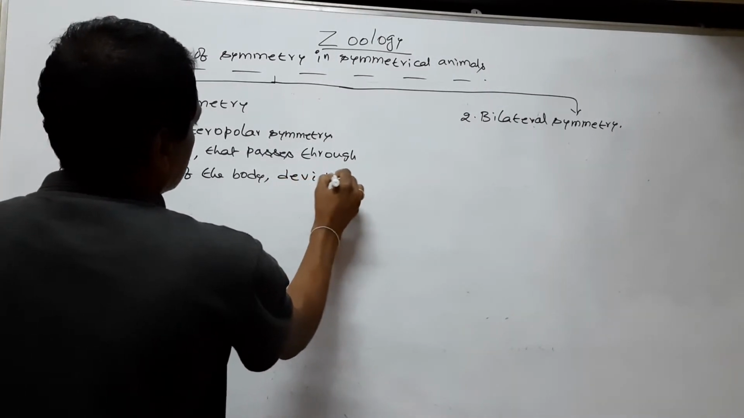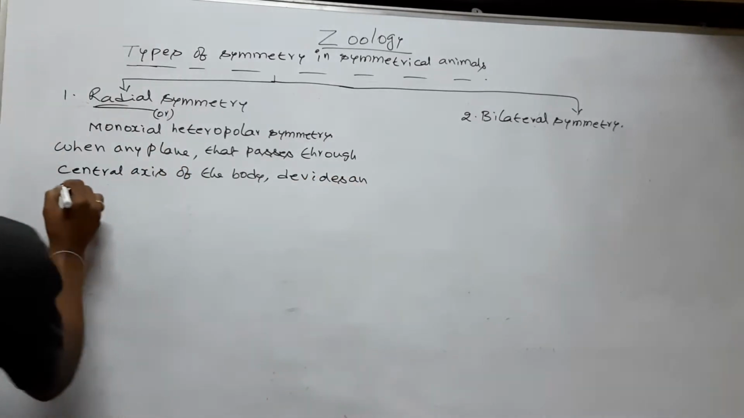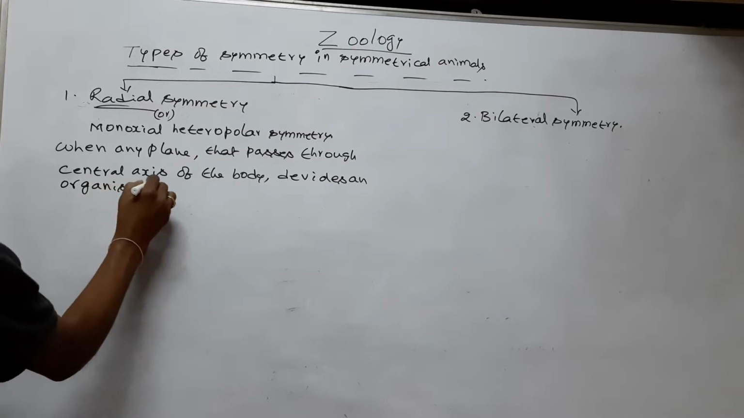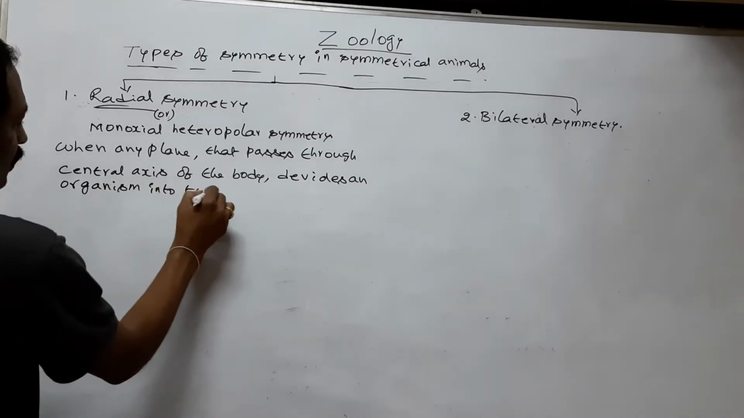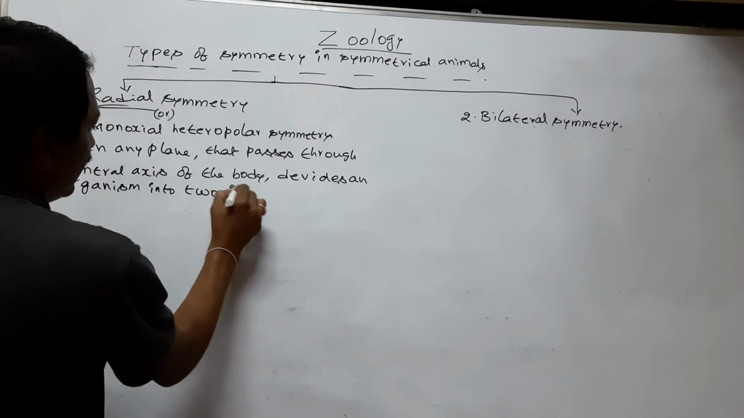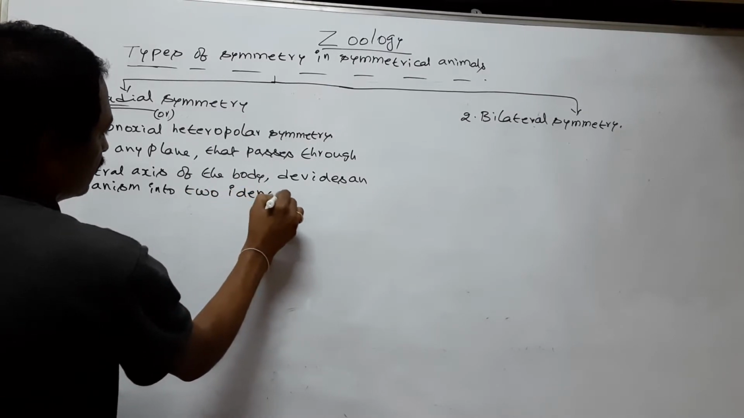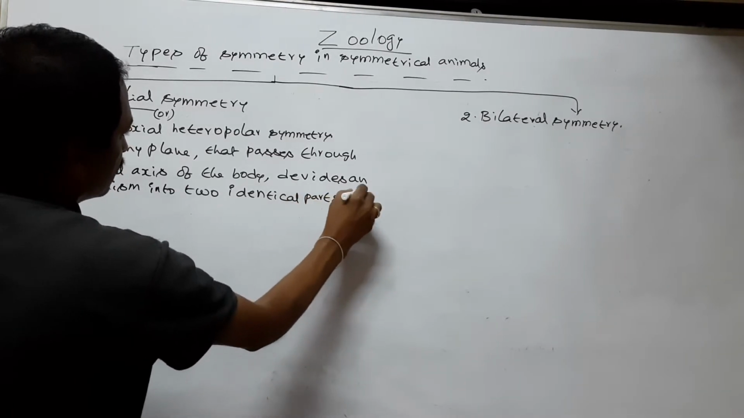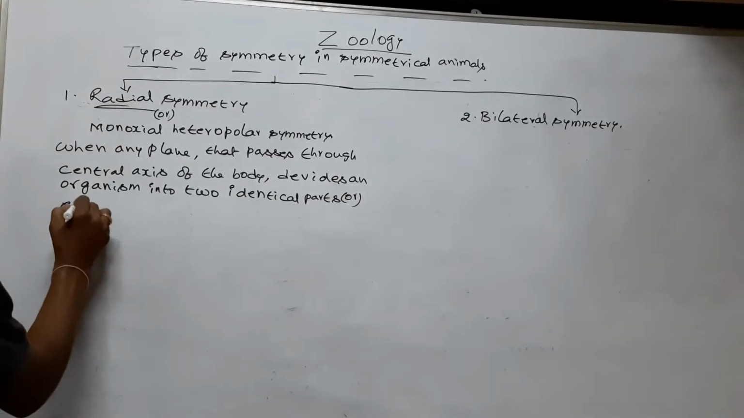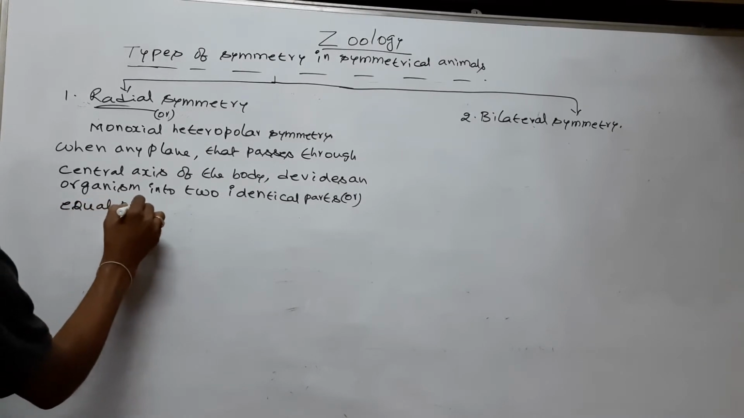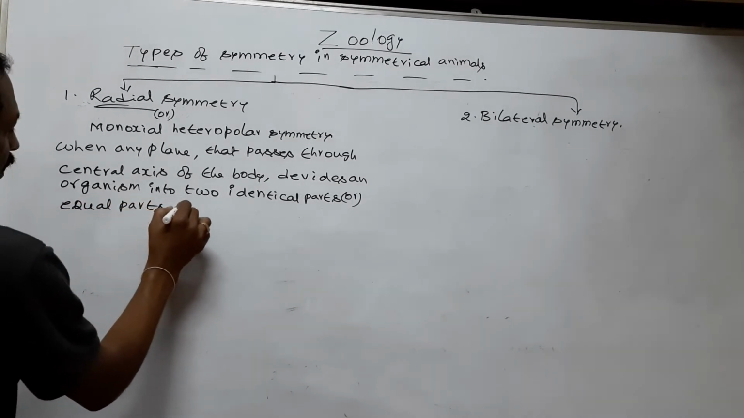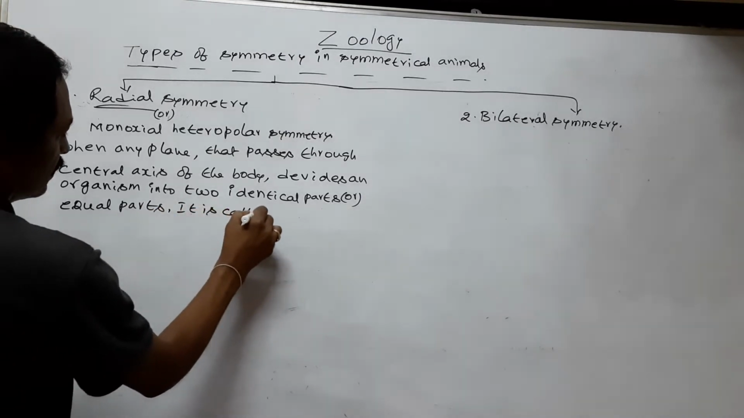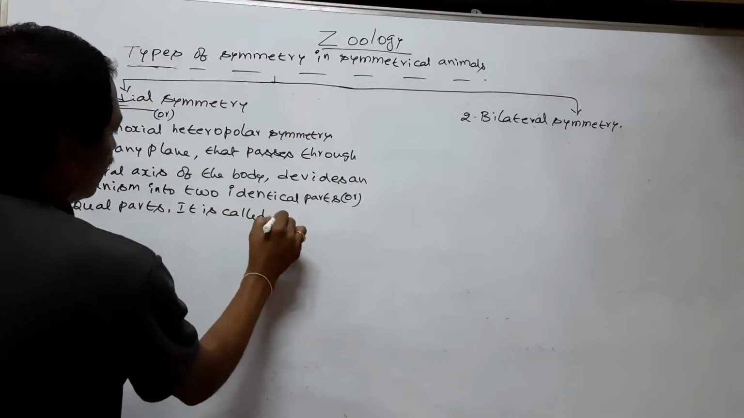divides an organism into two identical parts or equal parts, it is called radial symmetry.